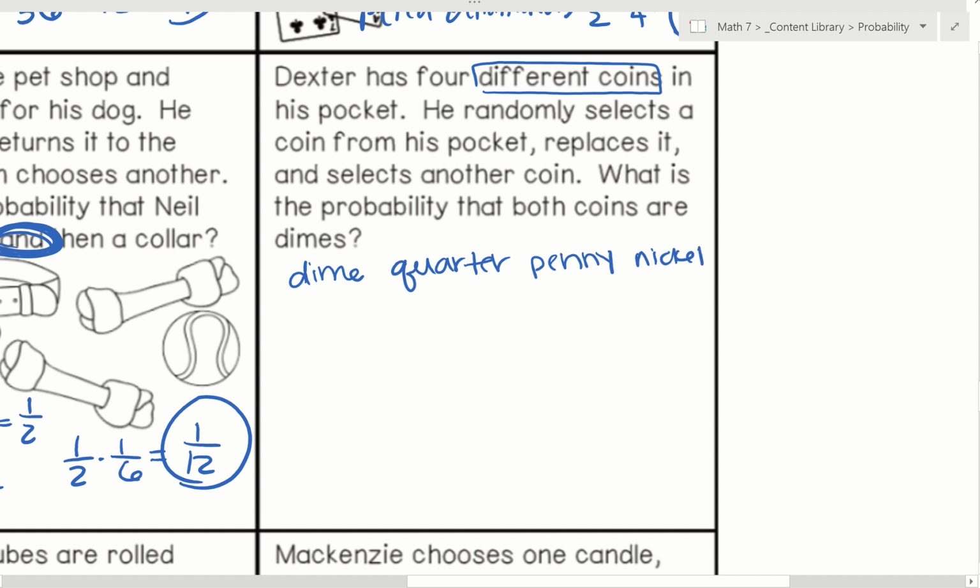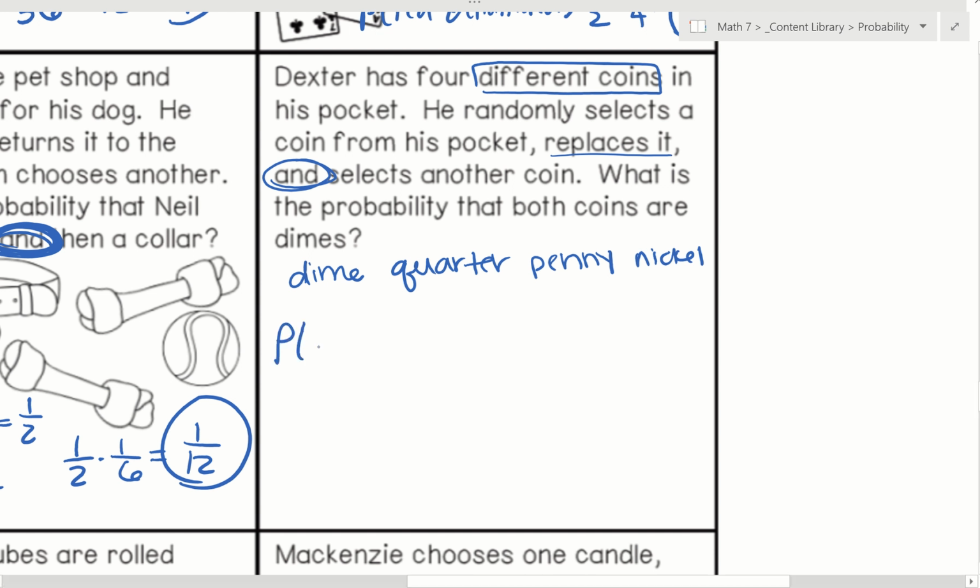Okay. Now, what are the probabilities both coins are dimes? So, again, even though he doesn't say, this one says he replaces it, so the denominator is going to be the same. What is the probability both coins are dimes? Since we're doing it again, if he picks a dime, he can't get more than one dime, so he knows it has to be and.